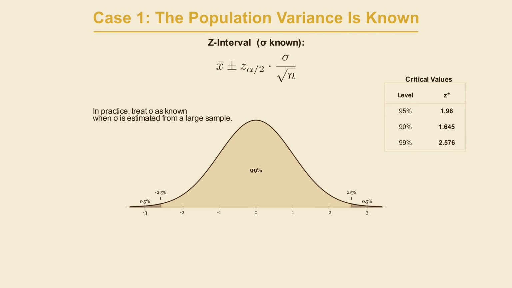Now, when is sigma actually known? In practice, almost never, not in the strict sense at least. However, we can treat it as known as long as we have enough data. So for example, if we have decades of return history for a major index, then treating sigma as known is a defensible simplification. The estimate ends up being so stable that treating it as known is basically the right call.